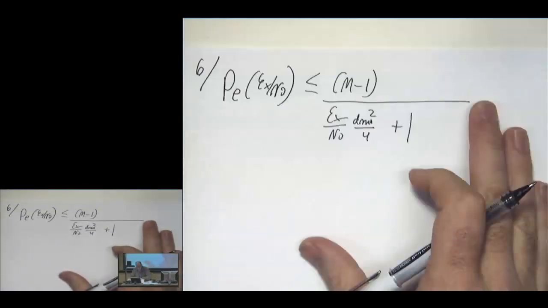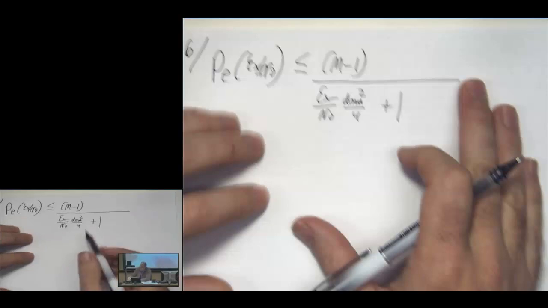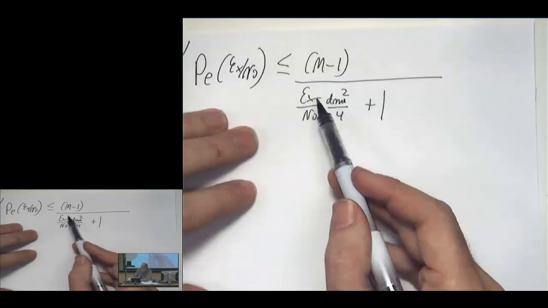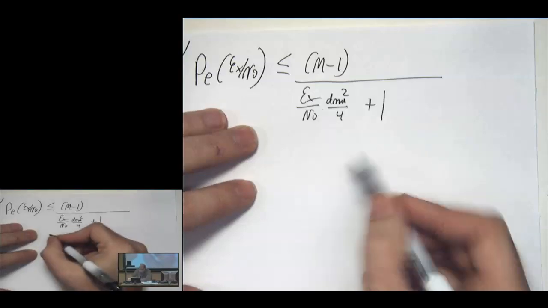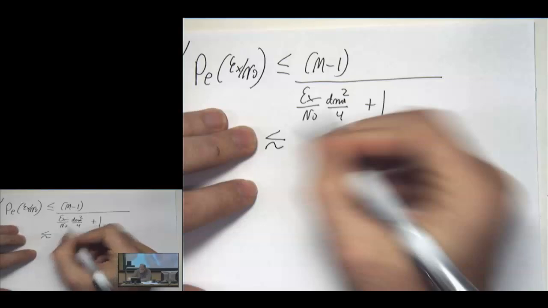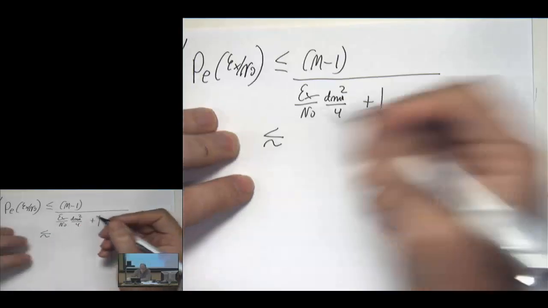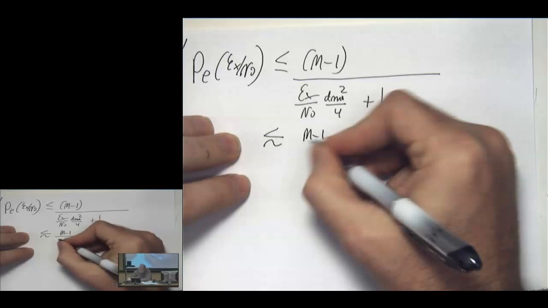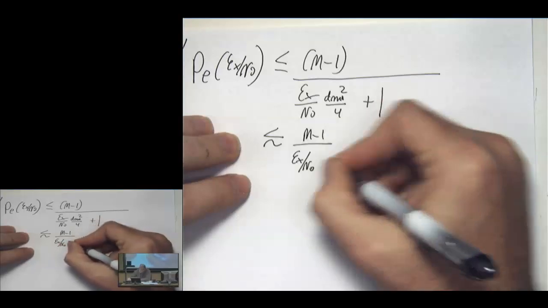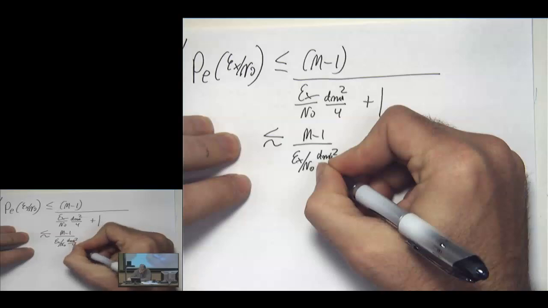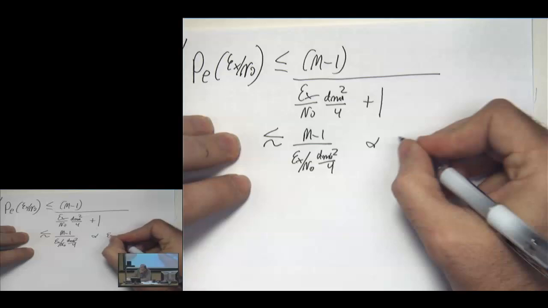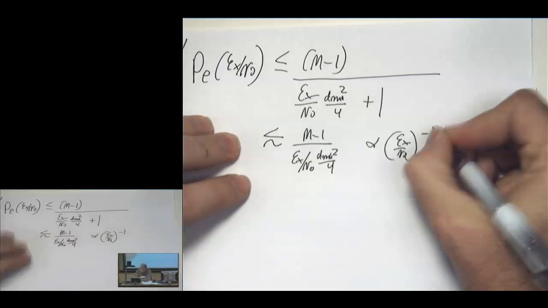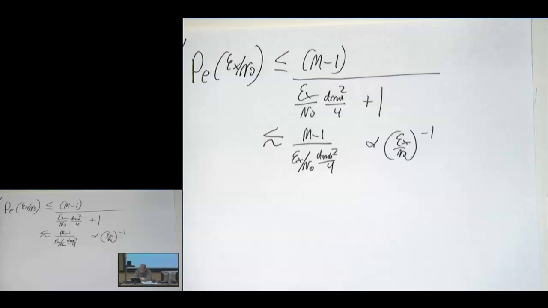And then to get some intuition from this, we can look at high SNR. At high SNR, this quantity here will be a lot bigger than 1, and so we can neglect the 1. So I'm going to write a little tilde here, as this is a high SNR approximation. This is going to be N minus 1 over Ex over N naught d min squared over 4. And notice that this is essentially just proportional to the inverse of the SNR. Now, the significance of that, that's the result here.